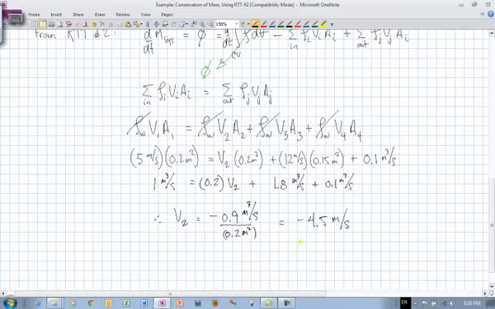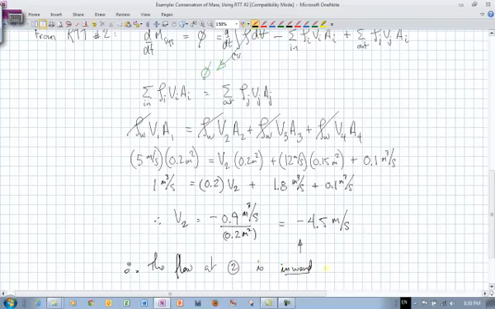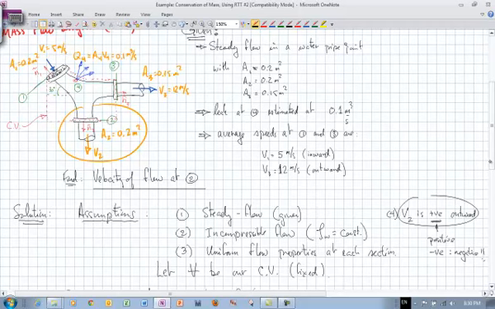Notice the minus sign? That means that our assumption that the flow was outward was invalid. The flow is actually inward. So therefore, the flow at 2 is inward at 4.5 meters per second. Going back to our mass flow diagram, we could write that V2 is equal to 4.5 meters per second in that form. Problem solved. Okay, that's our problem.